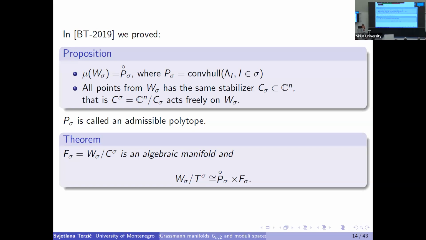We actually consider the moment map from the orbit space of W sigma by the compact torus to the polytope S sigma 0, and we prove that this is a fibration with the fiber F sigma. So it means that the orbit space is homeomorphic to this product. We proved this in our early paper, I think 2019.